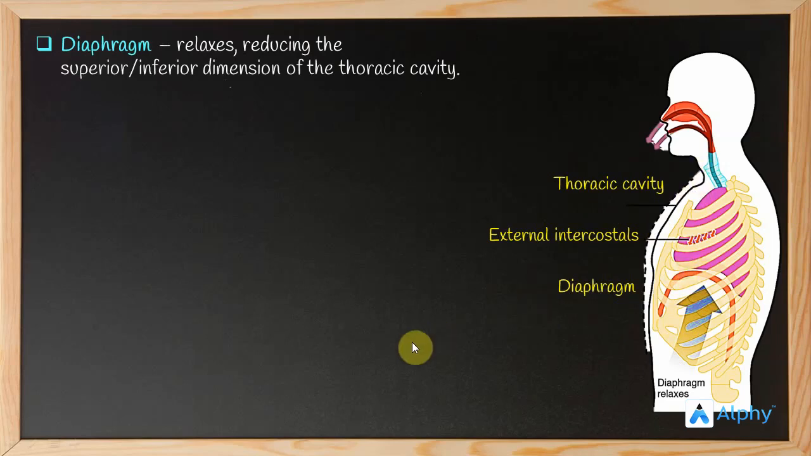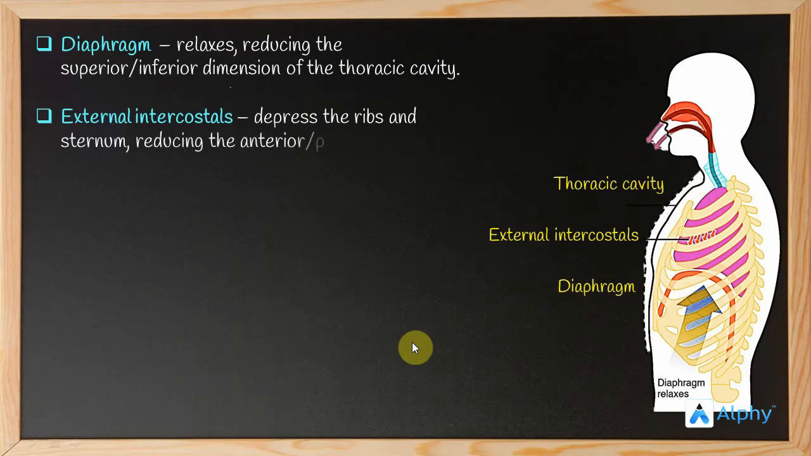Next we have our external intercostal muscles. They will depress the ribs and the sternum, reducing the anterior posterior dimension of the thoracic cavity. So as you can see, this time the front and the back space will also get reduced. So by the relaxation of the diaphragm, the upper and the lower space, or the superior inferior dimension, is reducing. And due to the relaxation of external intercostals, the front and the back space, or the anterior posterior dimension of the thoracic cavity, is reducing. So the overall volume of the chest cavity has decreased.